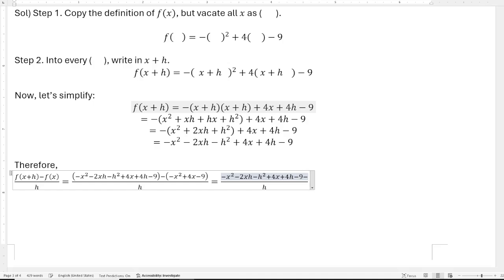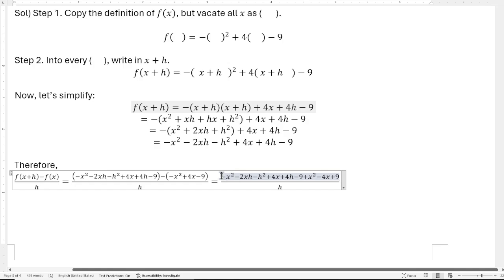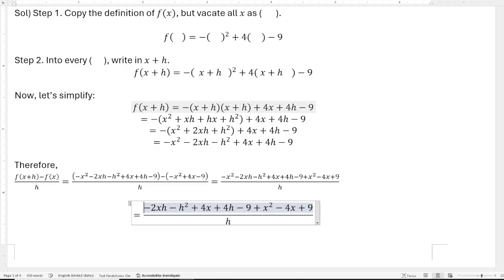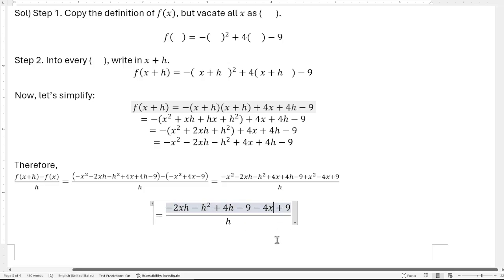It's going to be plus x squared minus 4x plus 9. And you can basically see that negative x squared plus x squared cancel, 4x and minus 4x cancel, negative 9 and 9 cancel. So if you handle all these cases when you have cancellations, this is gone with this guy. This is gone with this guy. And minus 9 plus 9, they're gone too.